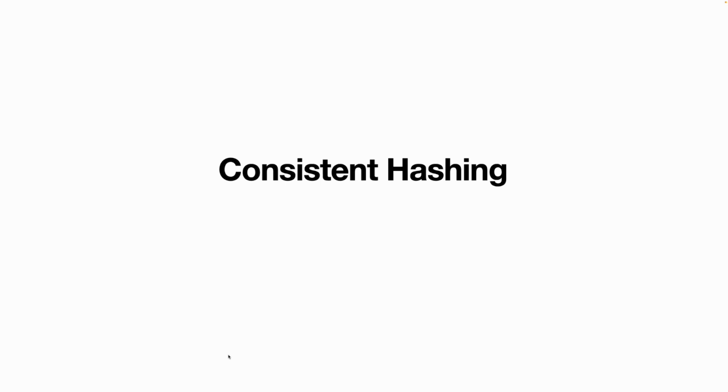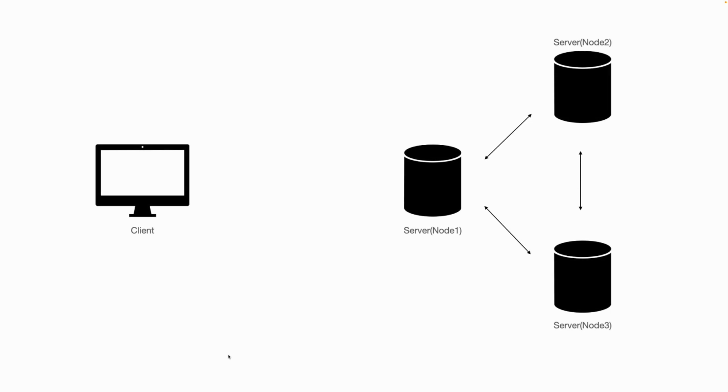Hey guys, today's topic is consistent hashing. In a distributed system, data is distributed to multiple nodes or servers. To find which server owns which data key, we can use multiple searching algorithms. One basic searching algorithm is hashing.